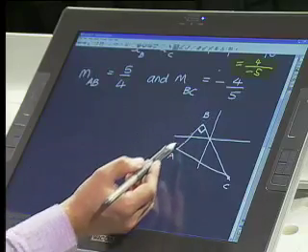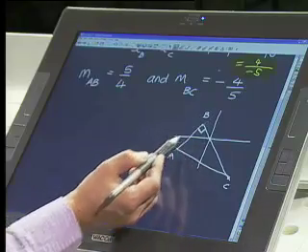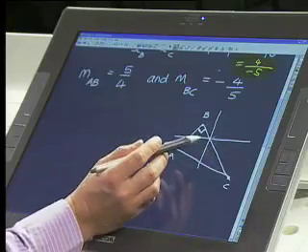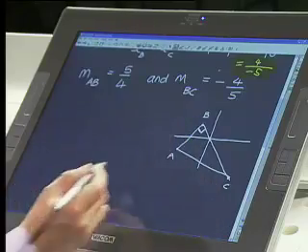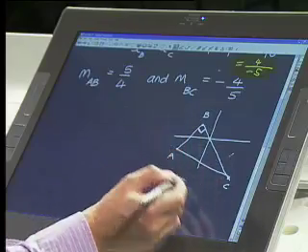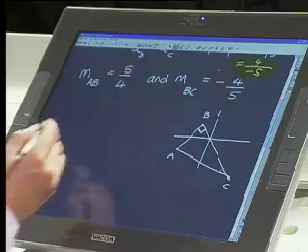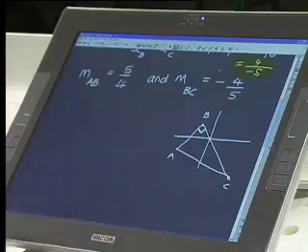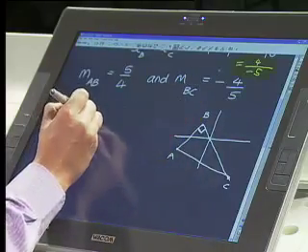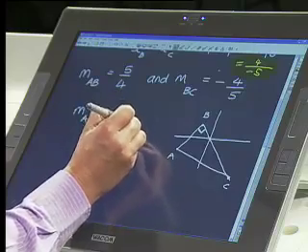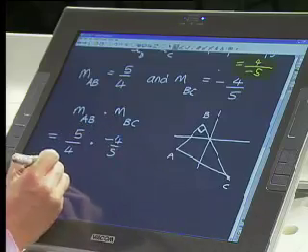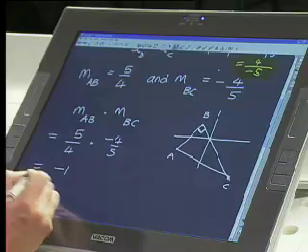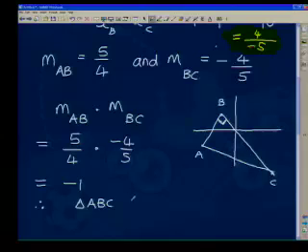Careful, which two lines are meeting at B? It's AB and CB. There's no D. So it's AB and CB. Now look, the gradient of AB is 5 over 4 and the gradient of BC is minus 4 over 5. What do we get if we multiply those two gradients together? We get 5 over 4 times minus 4 over 5, which is minus 1. And therefore, triangle ABC is right angled at B.